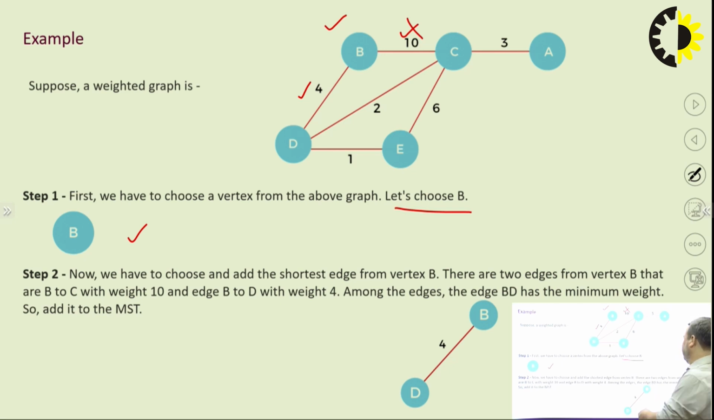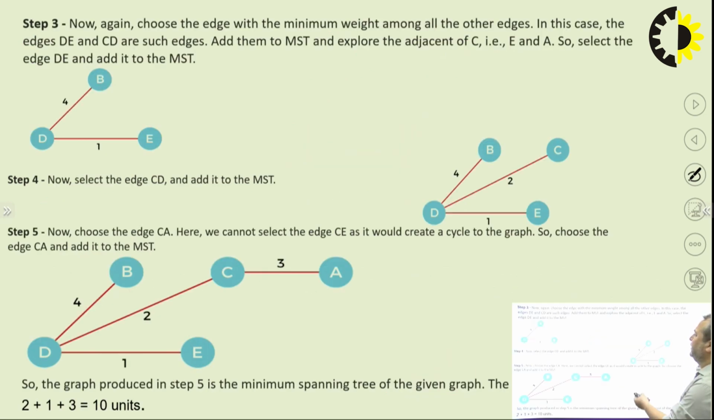Now we have 2 vertices, B and D. What are the edges from B, and what are the edges from D? We have already included the edge from B. Now we have to choose the minimal edge from vertex D. From D we have D to C and D to E. Which one will be minimum? D to E. So in the next step we will draw D to E. We have included D to E.